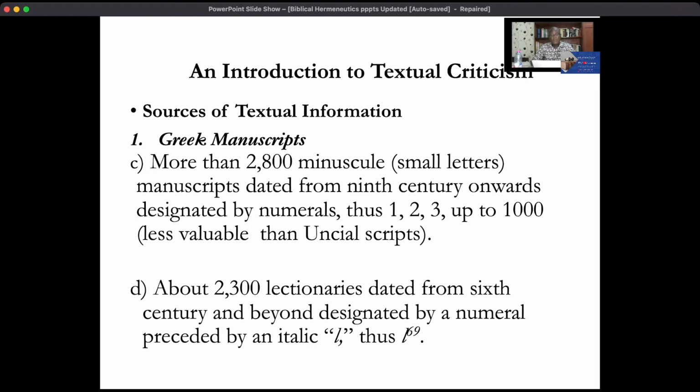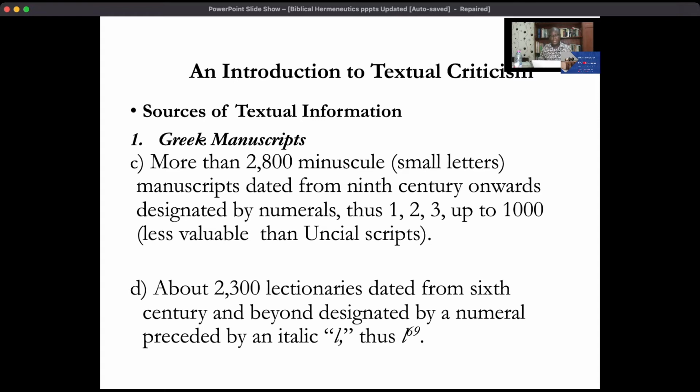Third is more than 2,800 minuscule, that's small letters, manuscripts, dated from 9th century onwards, designated by numerals, that's 1, 2, 3, up to 1,000. Less valuable than uncial manuscripts. So we have manuscripts that were prepared with parchment, animal skin, and prepared also in small letters. And this is how you identify them, by looking at numbers, just numerals, 1, 2, 3. So there's no 0 preceding the number. Just naked 1, 2, 3, just like that. And it's less valuable than uncials because they were prepared at much later dates, from 9th century onwards.